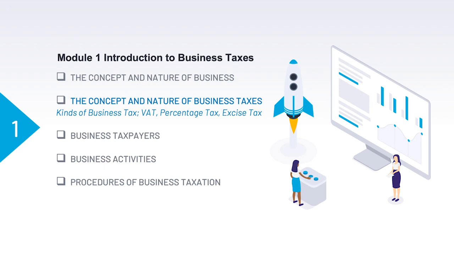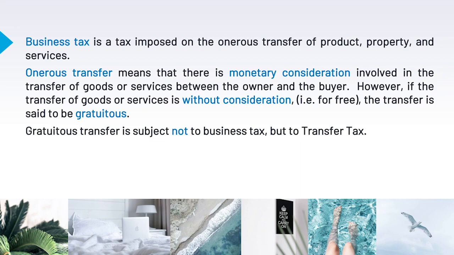So, what is the meaning of business tax? It is imposed on the onerous transfer of products, property, and services. So, what is the meaning of onerous transfer? It means that there is a monetary consideration involved in the transfer of goods or services between the owner and the buyer. However, if the transfer of goods or services is without consideration, or free, the transfer is said to be gratuitous. In simple terms, it is just a thank you, gratitude. There's no consideration. So it is not onerous, but a gratuitous transfer.